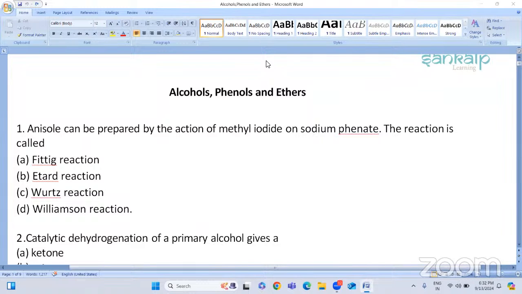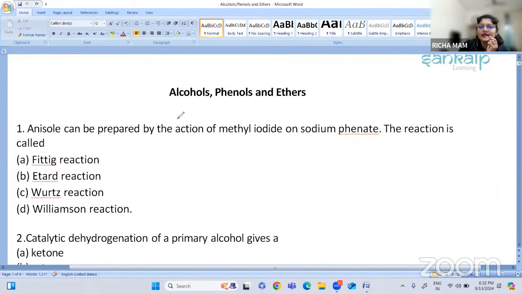So we are going to start here with the MCQs. In this session, we are going to deal with the MCQs. We are going to see the questions. What type of questions are asked from this particular chapter, that is alcohols, phenols, and ethers.